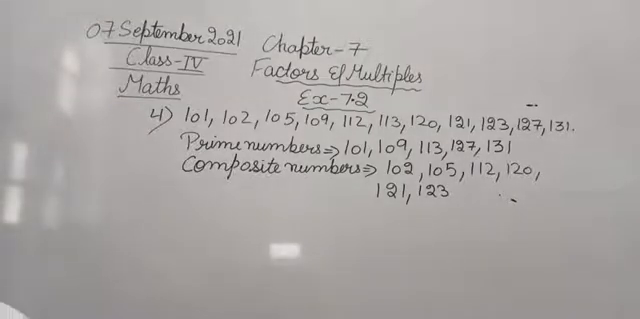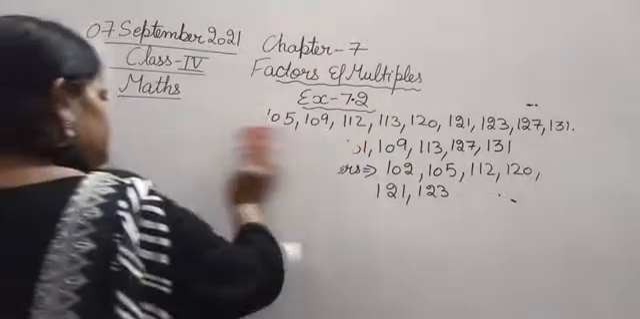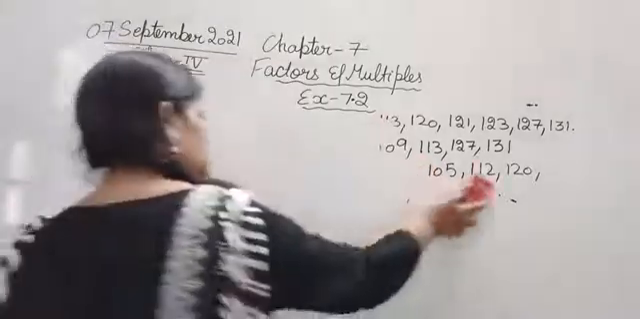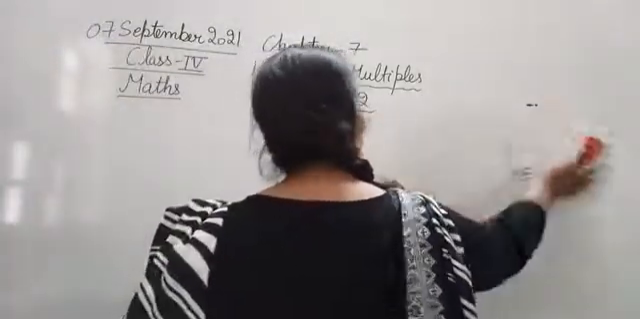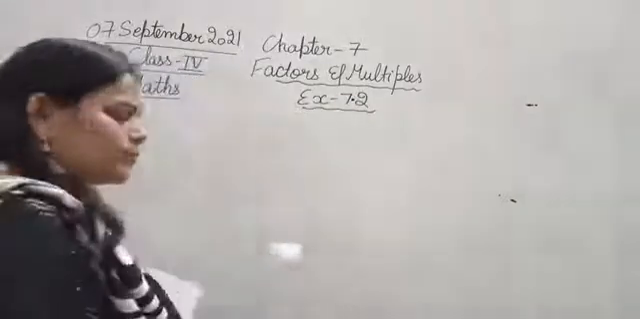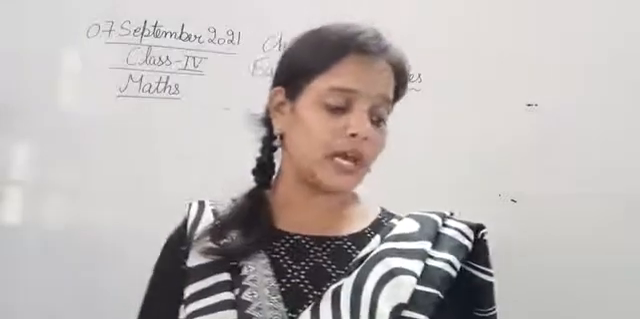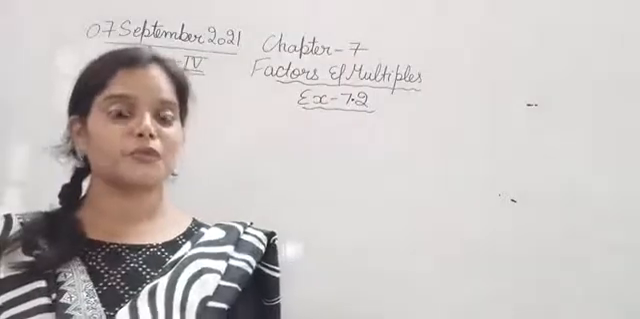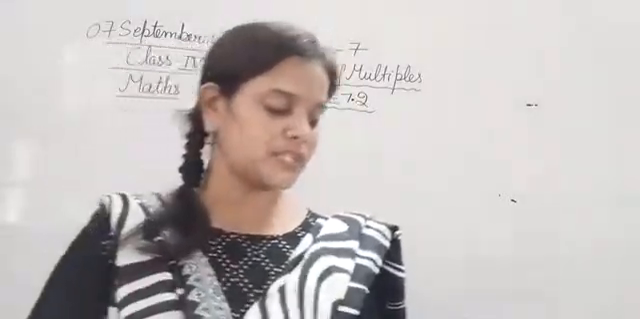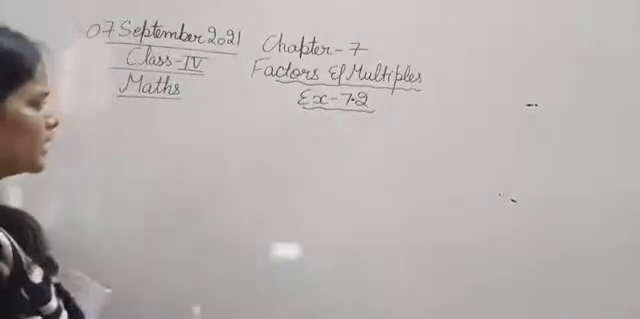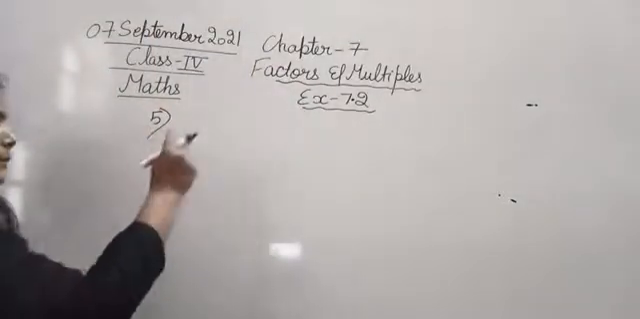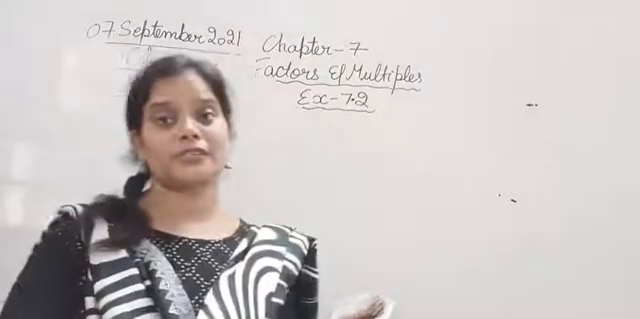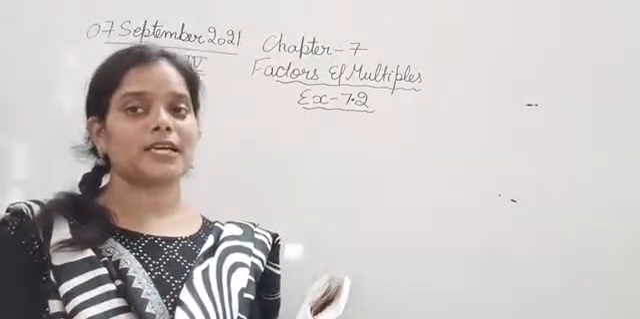Okay, chaliye. The next is question number 5. Okay, the question number 5 is, give two prime numbers whose difference is 3. So we have to find the prime numbers. We have to tell two such prime numbers whose difference is 3, which if we subtract from each other you will get 3.